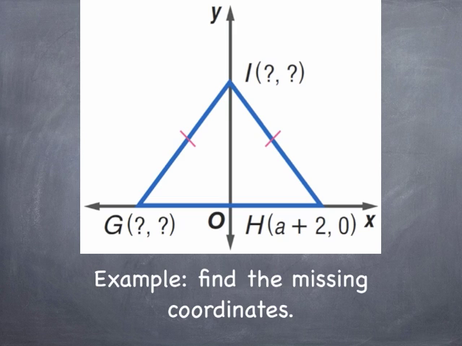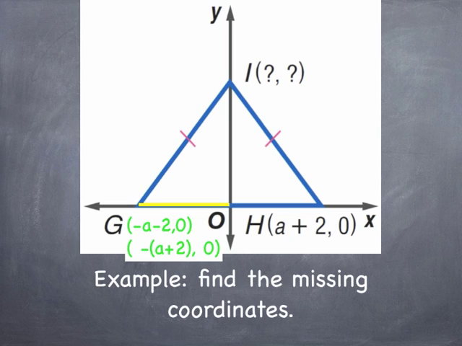And one last example. Pause the video and give this a try on your own. For point H, we see we've got a plus 2 units in the x direction, and so we're going to move the same distance but in the negative x direction. So for point G, you could have (negative a minus 2, 0). Another option could be (negative quantity a plus 2, 0). Either of those would be legitimate coordinates for point G.